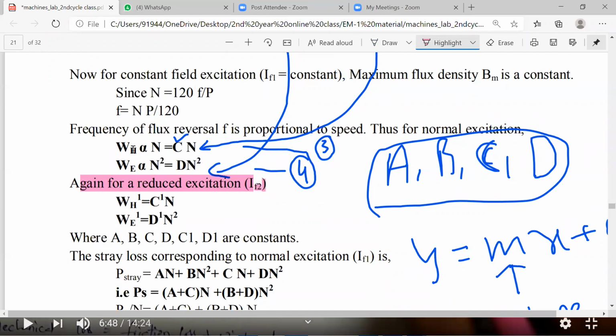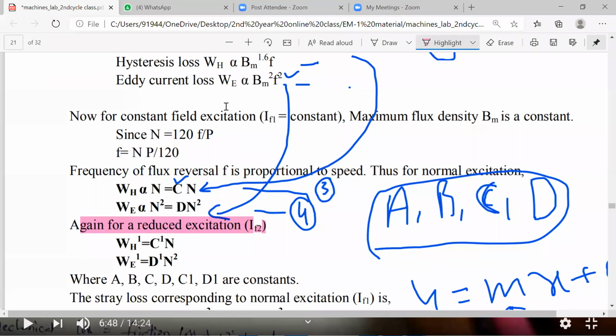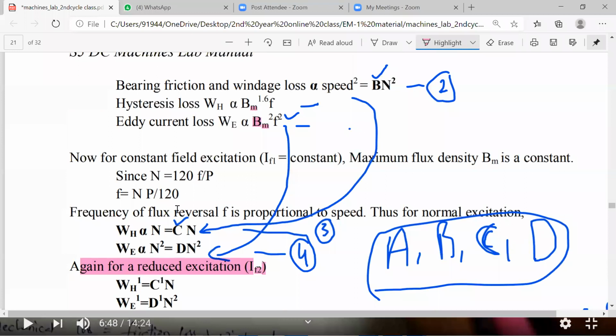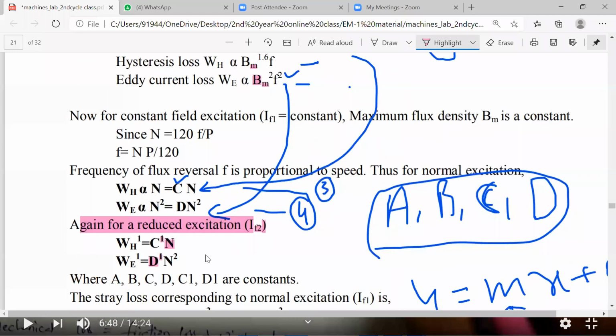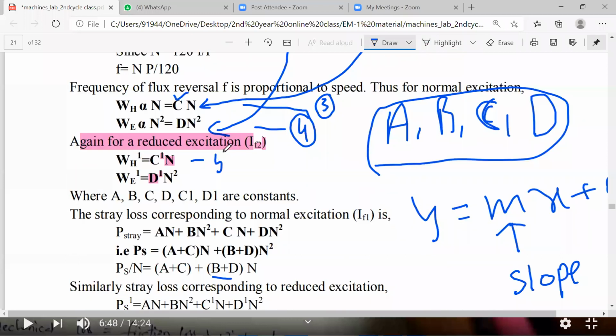If you change the field current, these 2 change, because the hysteresis loss and eddy current loss depend upon the B value also. If you change the excitation, B maximum value changes, which means the proportionality constant changes. Here we have 2 new proportionality constants, that is C dash and D dash. These 2 are another equations, equation number 5 and equation number 6. So we have a total of 6 constants: A, B, C, D and C dash, D dash.